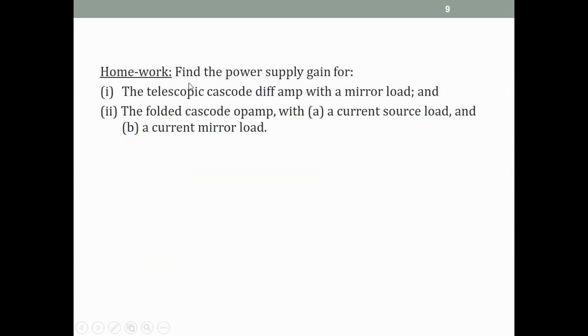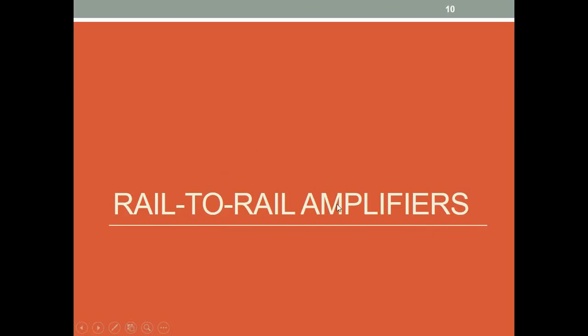so I'm giving you as homework to find the power supply gain and the PSRR for these differential amplifiers, the telescopic cascode differential amplifier, the mirror load, and the folded cascode op-amp, differential amplifier op-amp, whatever, with a current source load and a current mirror load. Right? So these are good homeworks, and presumably good test problems also. Alright, let's go to the next topic, which is rail-to-rail amplifiers.